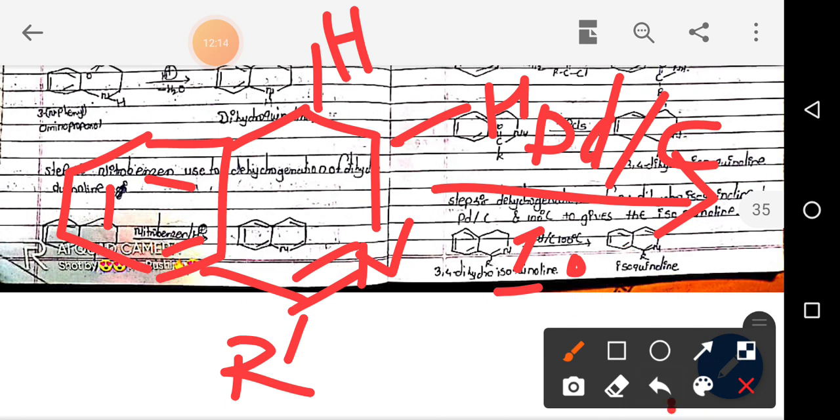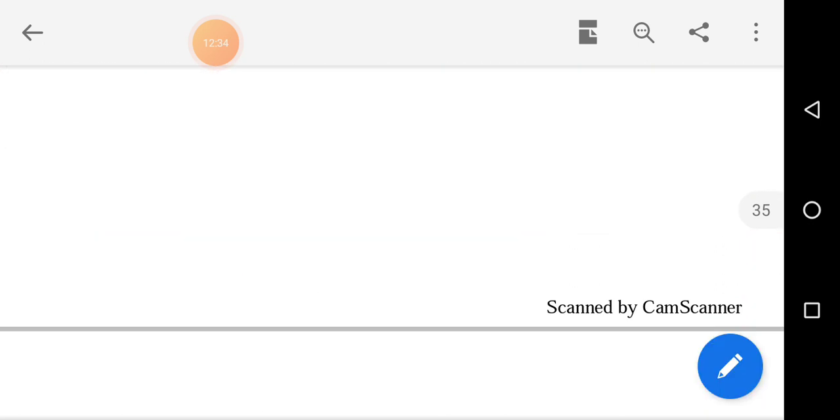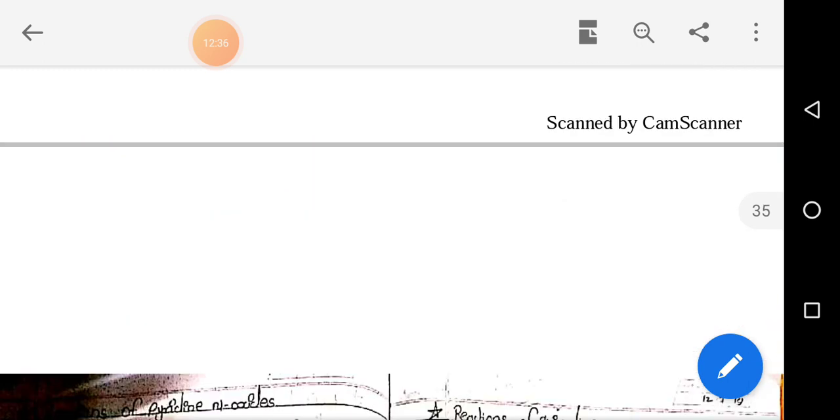We will find out that structure. This is the structure with the two double bonds. This is our isoquinoline structure, this is our product. In this way we can form the isoquinoline structure. This is a simple method to prepare isoquinoline.